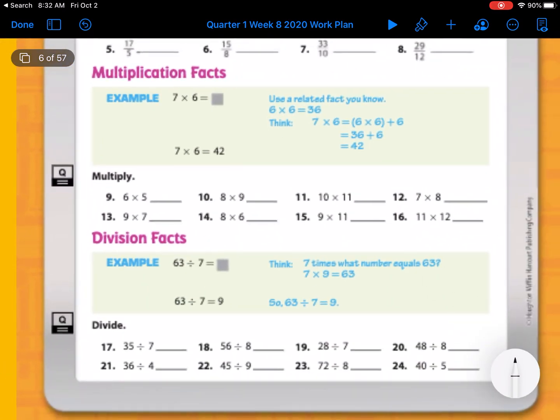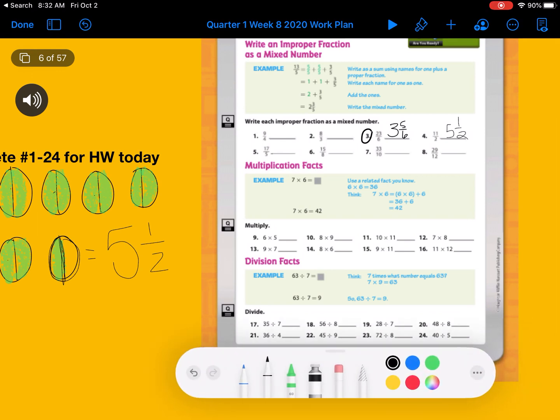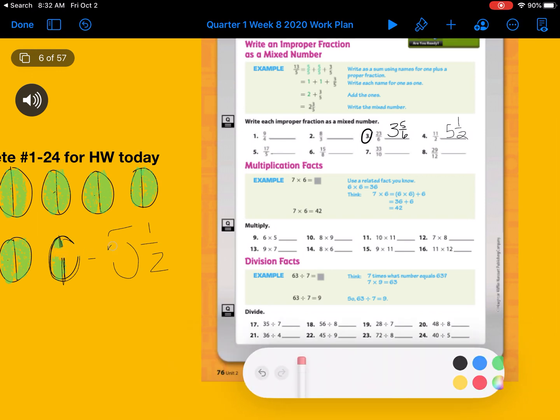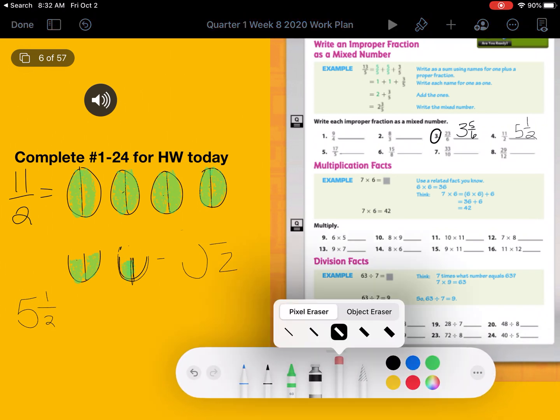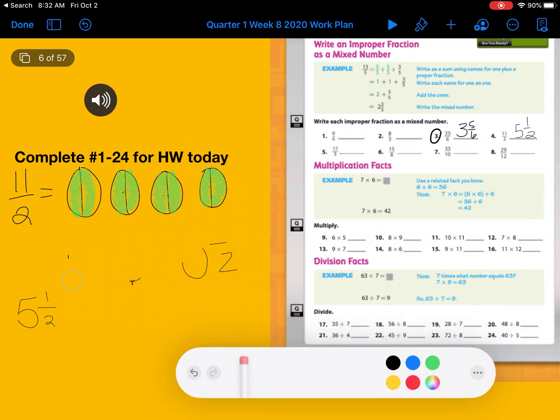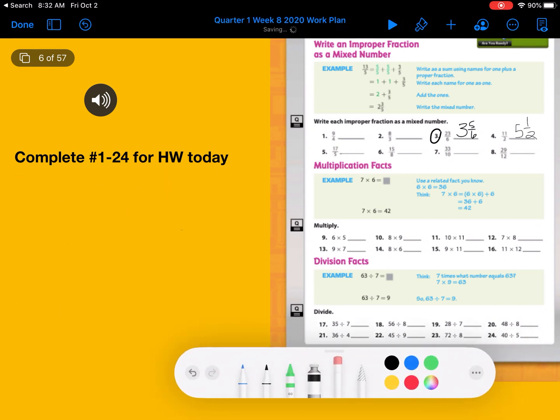Now let's look at our multiplication and division. This is super, super easy. These are just multiplication and division facts. So let me erase. If you already know your multiplication facts and you already know how to multiply, you're going to be good to go on this video. You're going to be ready to learn.